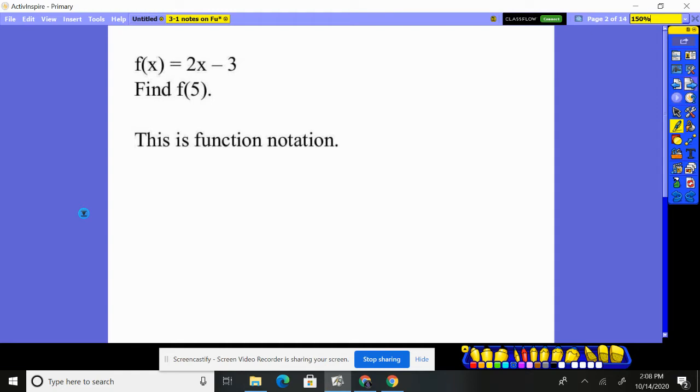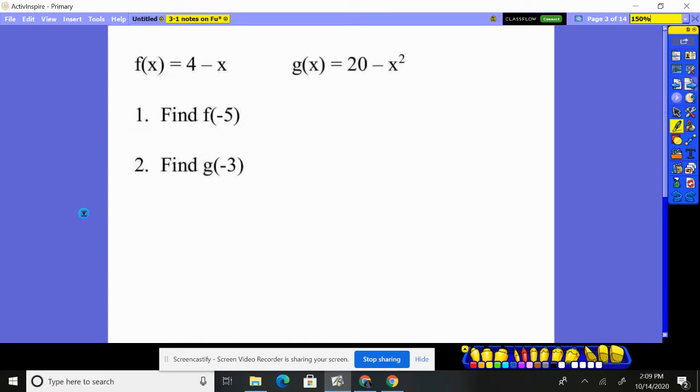We'd say, hey, f of x is equal to 2x minus 3. Find me f of 5. Evaluate the function when x is 5. So this is called function notation. We've seen this before. It's nothing new. So let's look at a few problems.